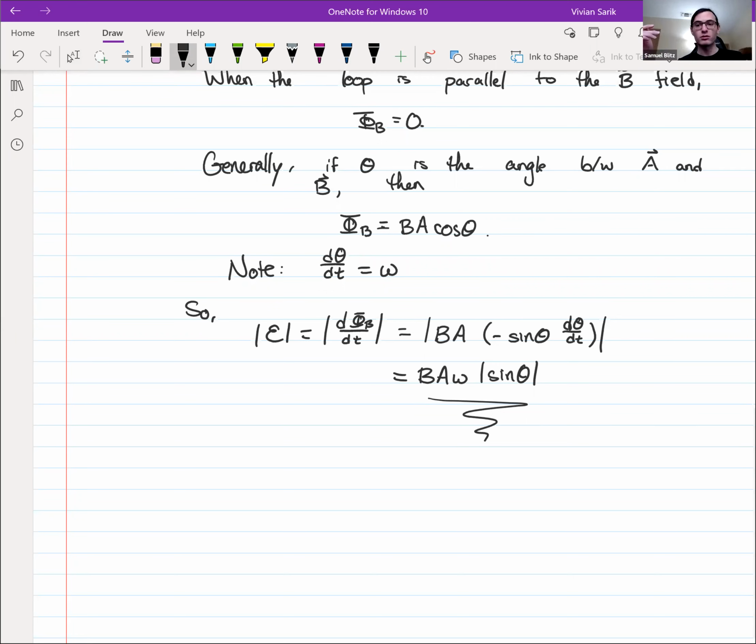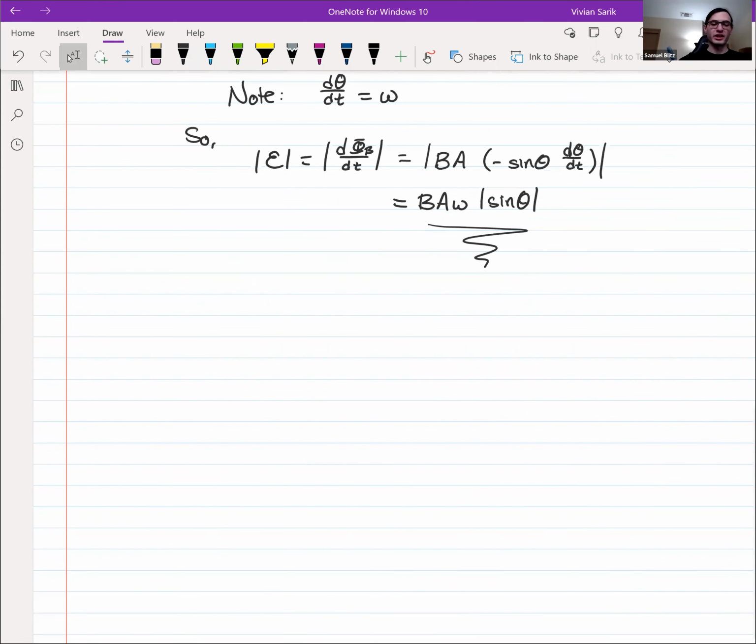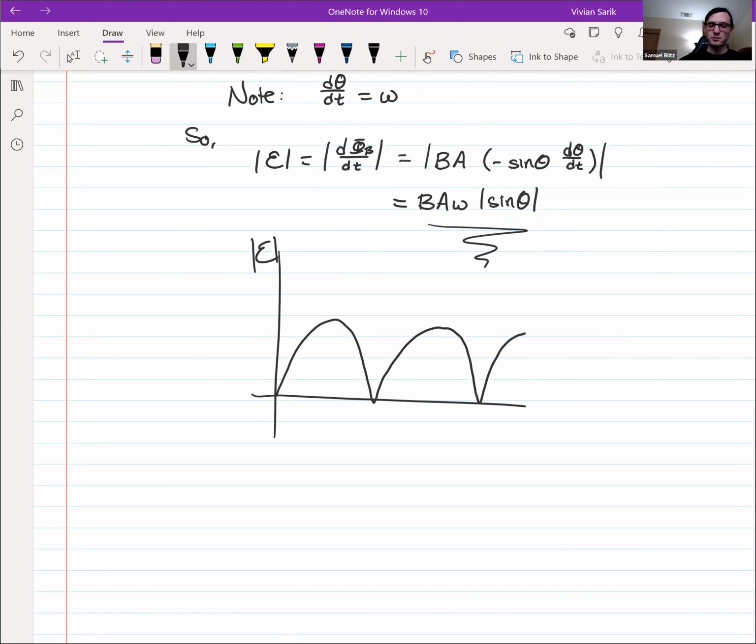So when the angle between the two vectors is 0, you have no EMF. And when the angle between the two vectors is 90 degrees, you have maximal EMF. So actually what you end up with is an EMF that looks like this. And so this is great, but it's not particularly useful, at least not for modern electronics. For modern electronics, we actually have AC that's routed from power plants.